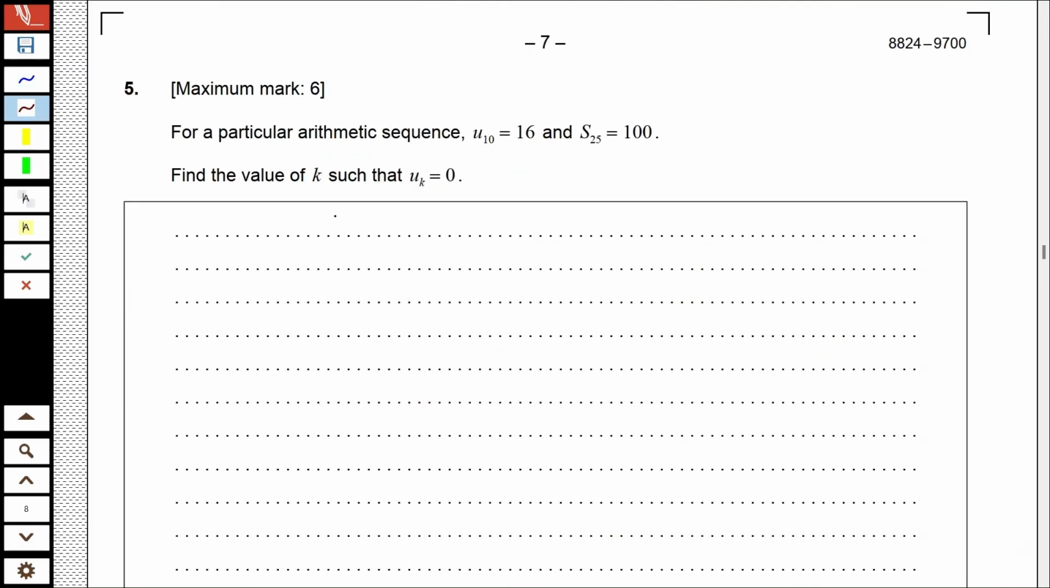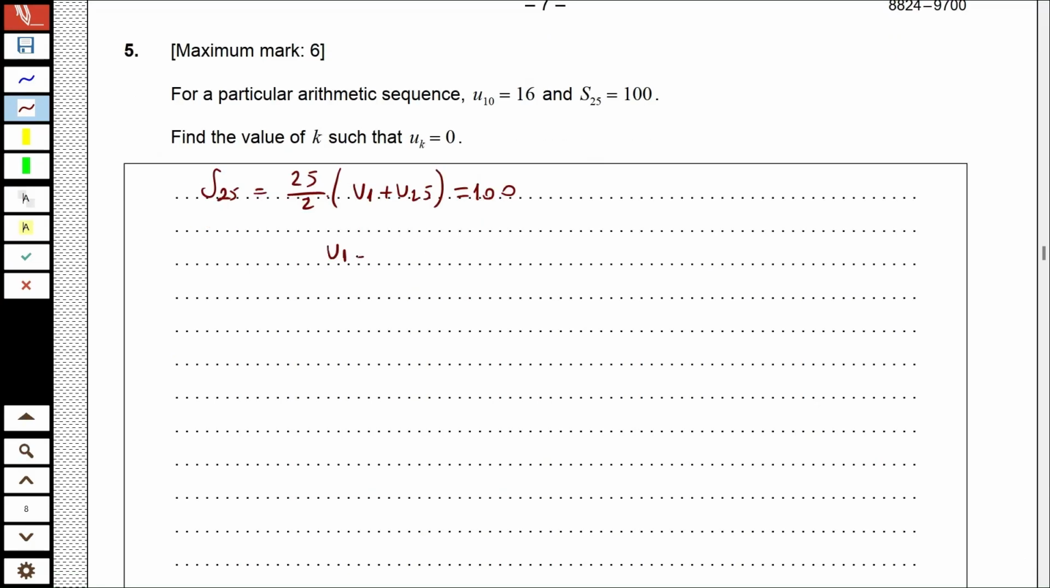Question 5. For a particular arithmetic sequence, U10 equals 16 and S25 equals 100. Find the value of k such that Uk equals 0. So what is S25? It is the sum of the first 25 terms. It equals 25 over 2 times U1 plus U25. It equals 100. U1 plus U25 equals 200 over 25 equals 8.